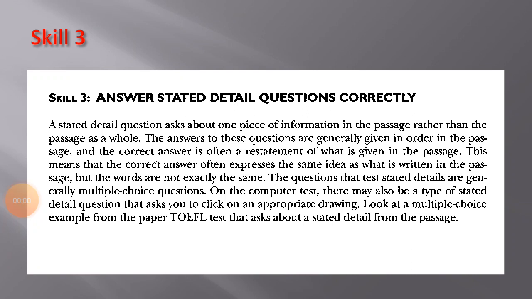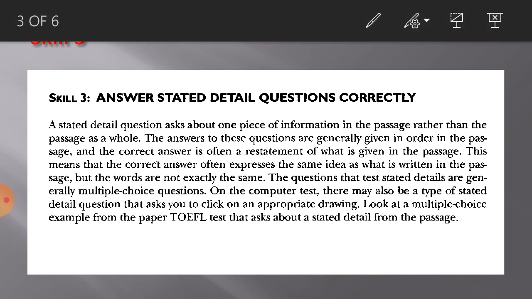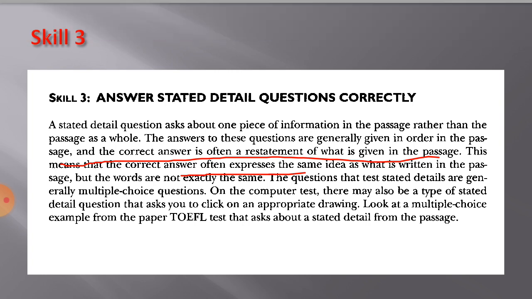Skill number 3 in the reading part: answer stated detailed questions correctly. A stated detailed question asks about one piece of information rather than the passage as a whole. In this kind of question, the information or the answer is often a restatement of what is given in the passage, which means that the correct answer often expresses the same idea as what is written in the passage.